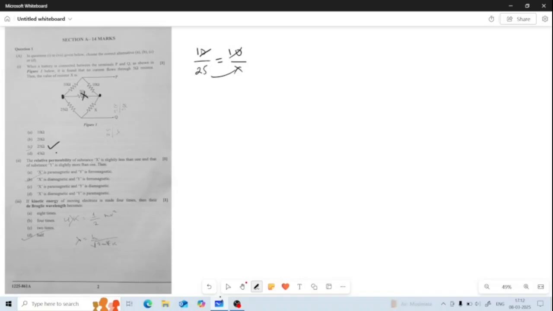The relative permeability of substance X is slightly less than 1 and that of substance Y is slightly more than 1. Then which is the correct option? So we have two substances, X and Y. Relative permeability of X is slightly less than 1. Relative permeability of Y is slightly greater than 1. So which is diamagnetic, ferromagnetic or paramagnetic?